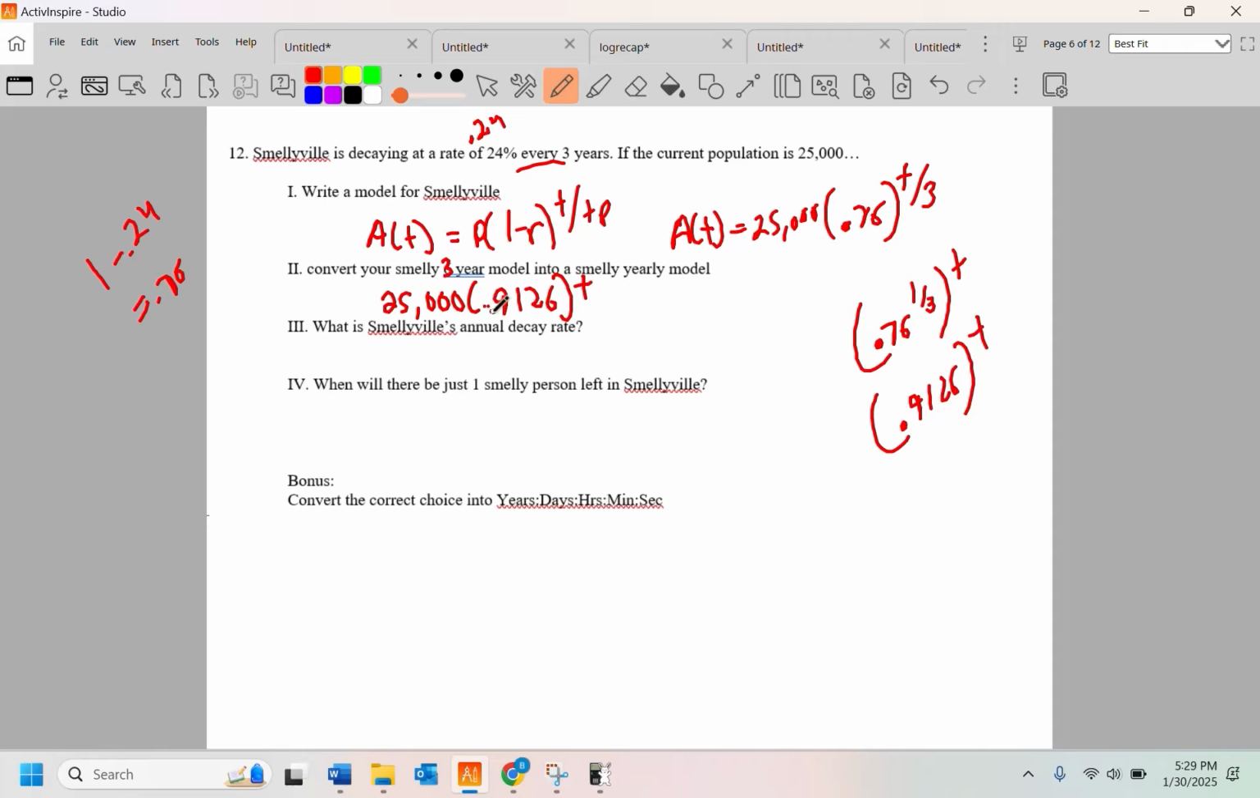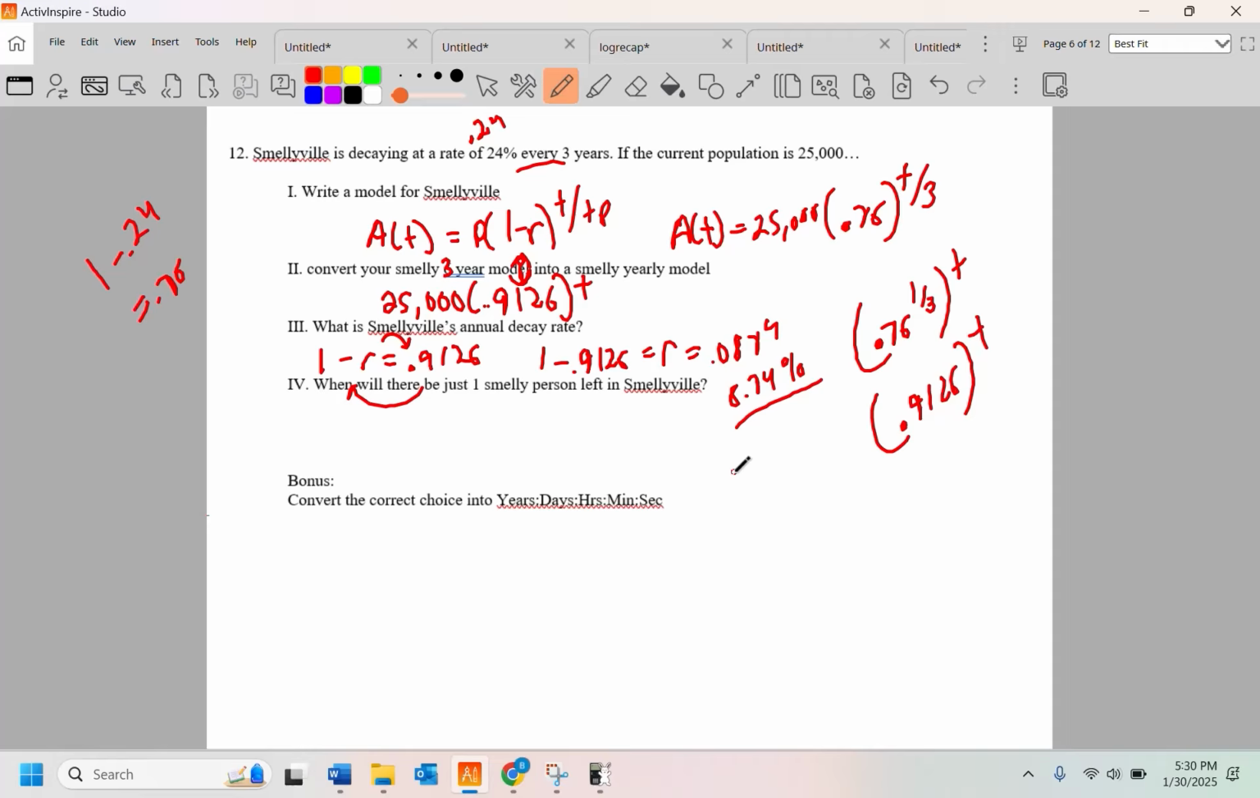To find the annual decay rate, notice how these two pieces are lining up perfectly. 1 minus r is 0.9126. If you shift your r right and your number left, you'll have it: 1 minus 0.9126 is r. And that is going to be 0.0874, or 8.74% per year. Smellyville is declining pretty quick.